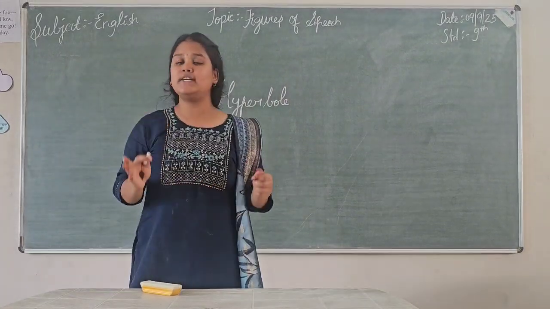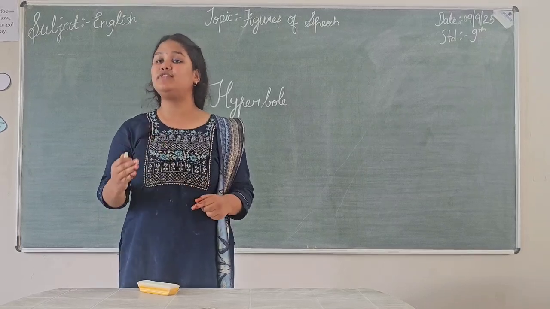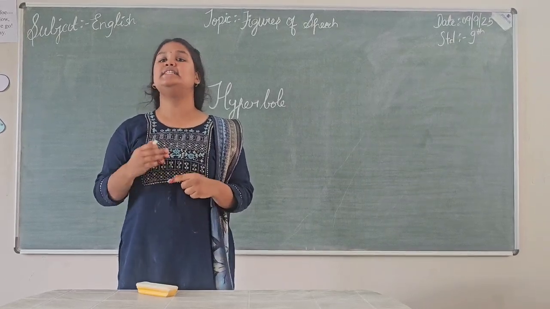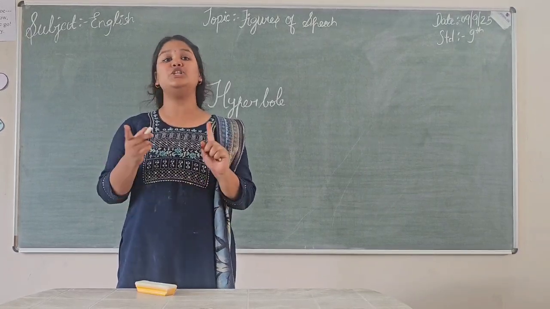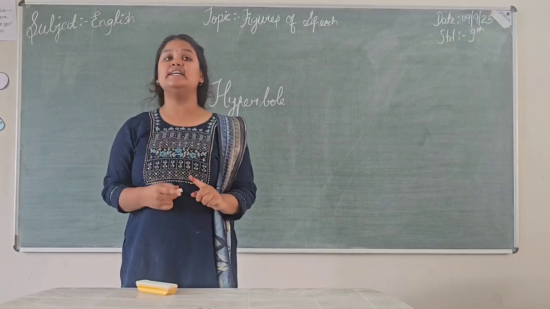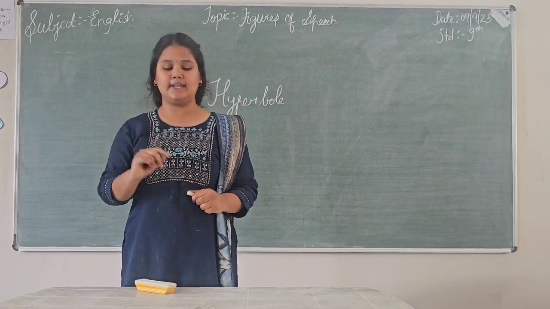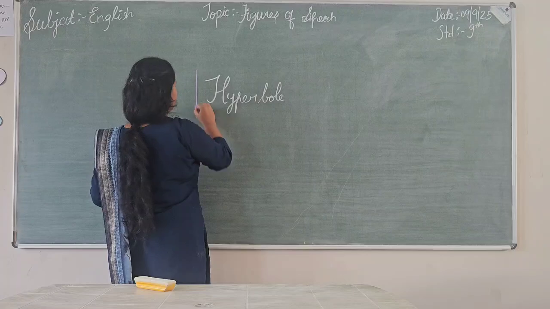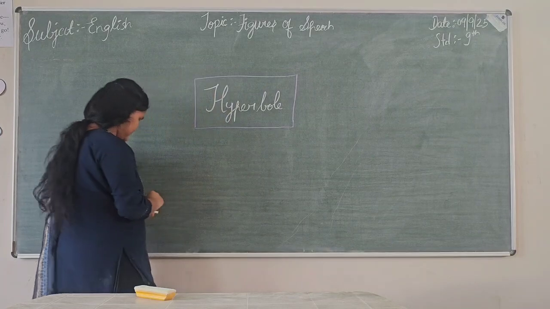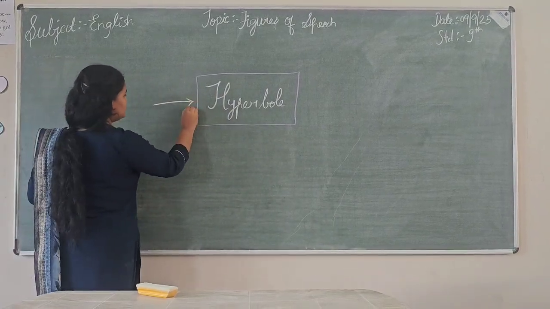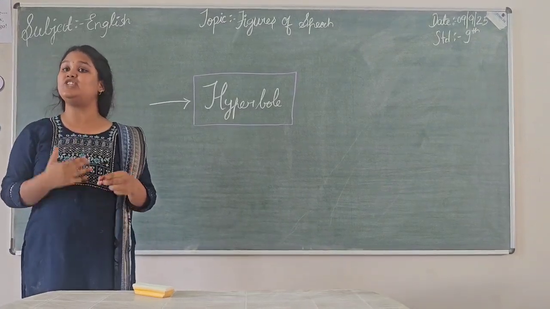Now students, what is hyperbole? What is the definition of hyperbole? Hyperbole is a rhetorical figure of speech that involves deliberate and extravagant exaggeration for creating emphasis, visual effect and dramatic impact rather than to be taken literally. In short, we can also state that hyperbole is used to express feelings in a very dramatic way.